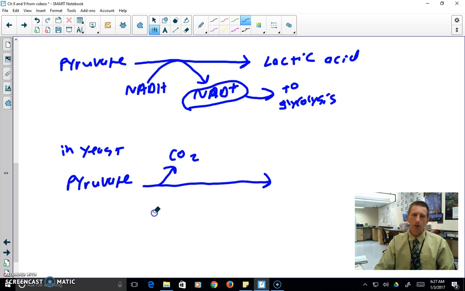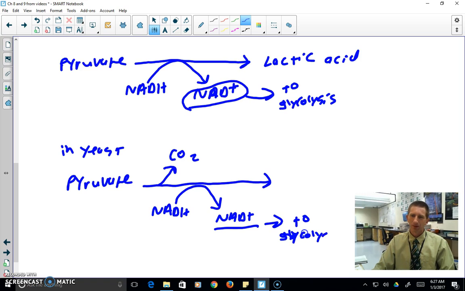And then also it's going to do the same thing. It's going to take a full basket, NADH, and make it into an empty basket, NAD+. And then again, that's the whole goal. So that goes to glycolysis. And then that's going to make alcohol.